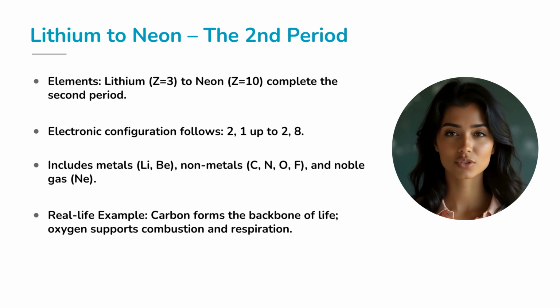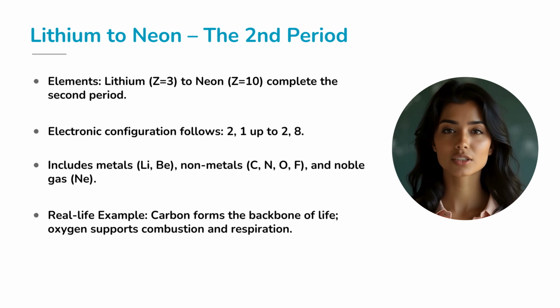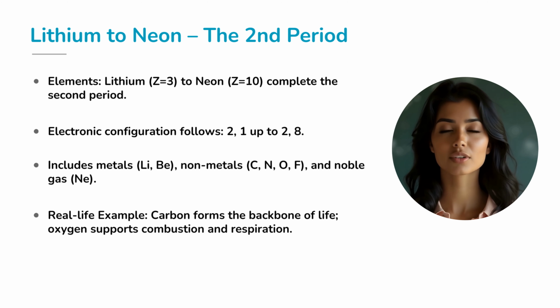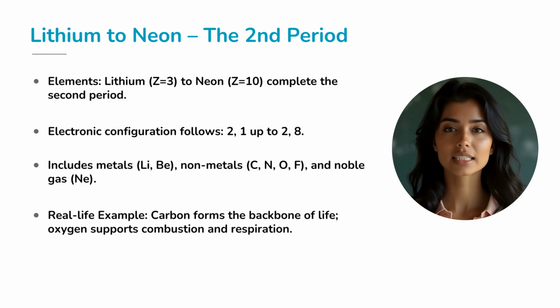Now let's move to the second period of the periodic table, from lithium with atomic number 3 to neon with atomic number 10. Their electron configurations follow the filling of the L shell, starting from 2, 1 in lithium and going up to 2, 8 in neon. These elements cover an amazing range of properties.